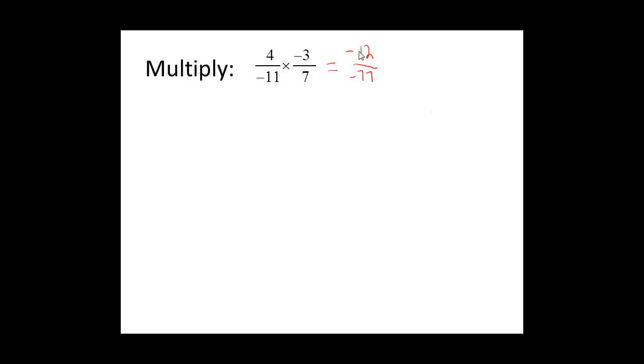We have the fraction negative 12 over negative 77. We can also read this as negative 12 divided by negative 77. Recall that a negative divided by a negative is equal to a positive. So our final simplified answer is a positive 12 over 77. When we divide two negatives, we get a positive answer.